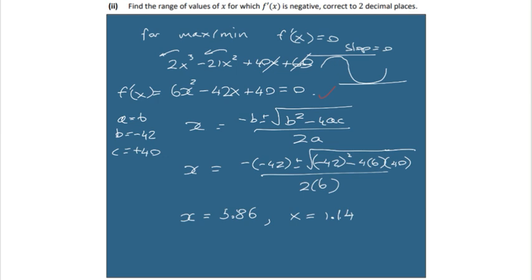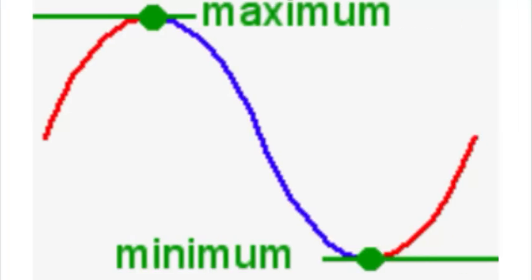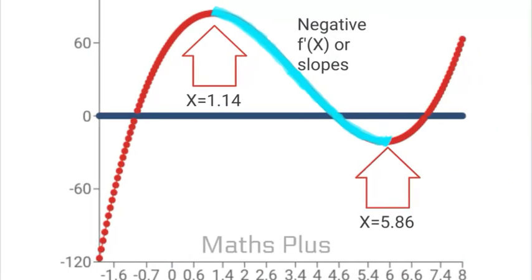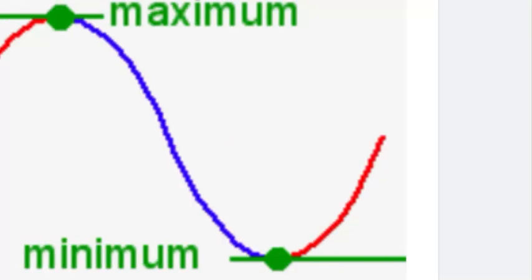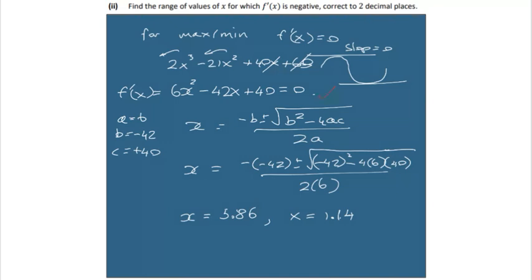Alright, so let's see what's going to be the result. So as you can see there, there's this blue line denotes the negative slope values, and we got the range of values. So x is going to be between 1.14 and 5.86. So as it's a range of values, we must state that x is greater than 1.14 and less than 5.86.